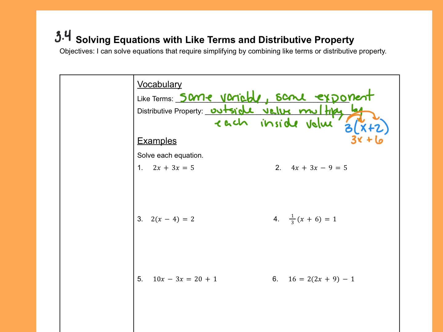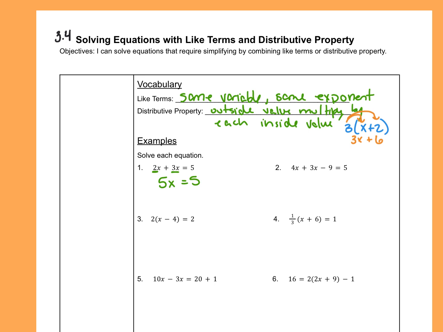Okay, so when we're solving equations that involve combining like terms or distributive property, we would want to do that combining or that distributive property first before we begin solving that equation. So in number 1, for example, I would want to combine these like terms. So a 2x plus a 3x, that's a 5x. And then we bring down that equal to 5. And then once we are done simplifying our equation, then we can begin to solve it.